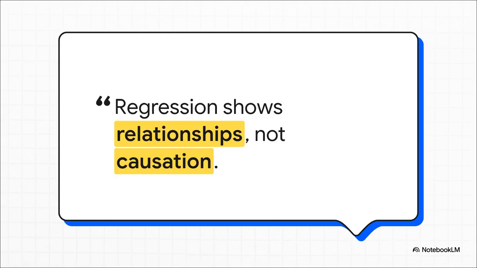Think about it this way. It's a classic example. Ice cream sales go up at the same time that sunburns go up. They are strongly related, but does eating ice cream cause sunburns? No, of course not. There's a hidden factor, right? Hot weather causes both. Regression finds the connection. It's our job to be smart about what it means.